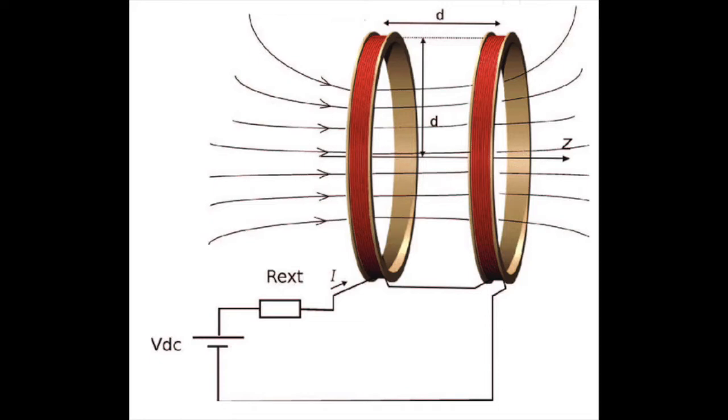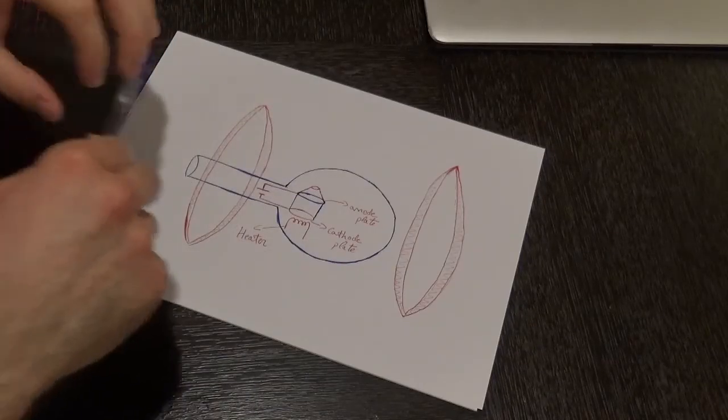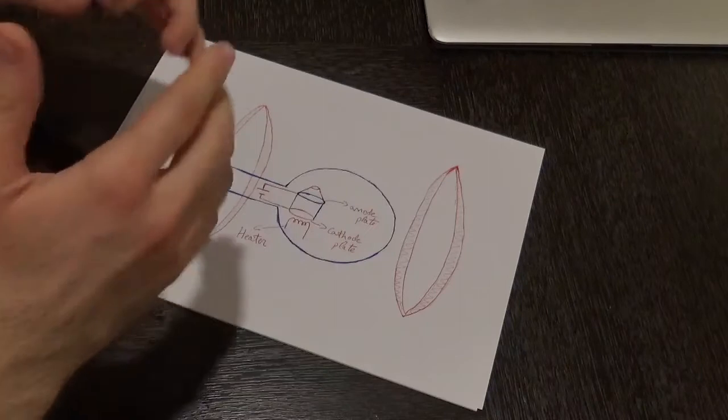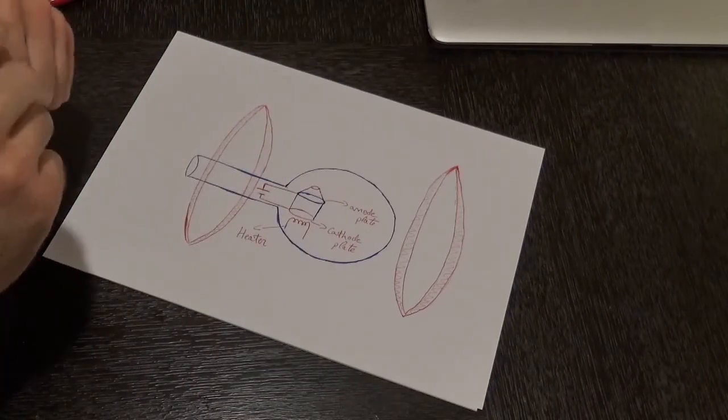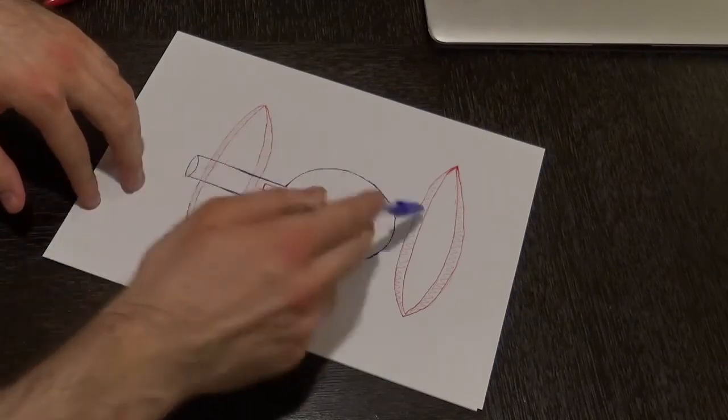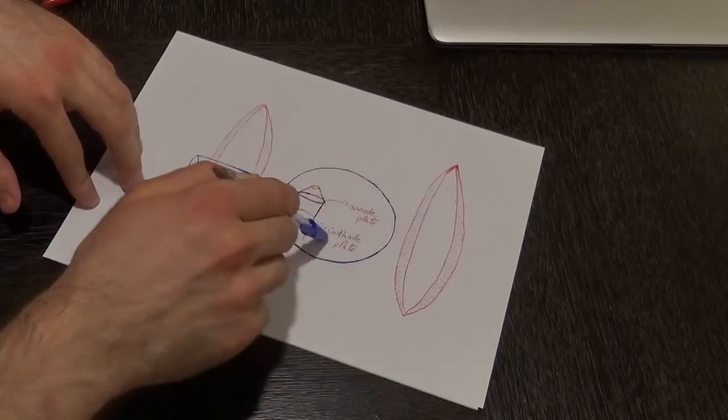Now let's consider the following sketch, which consists of two circular coils that are identical to the ones that we have seen in the previous illustrations. However, at the central region in between these two circular coils, now we have a bulb.